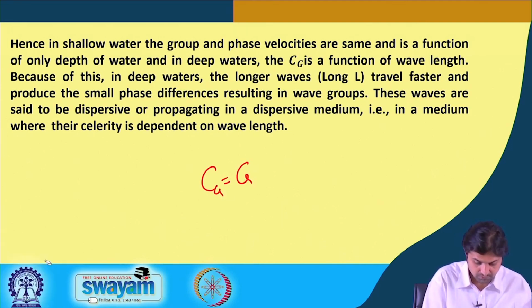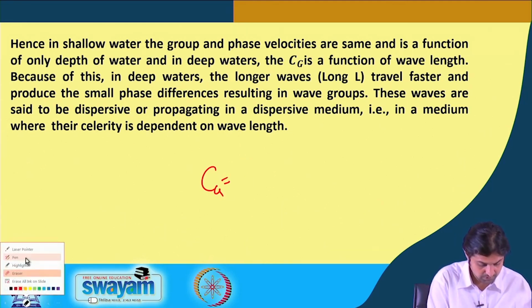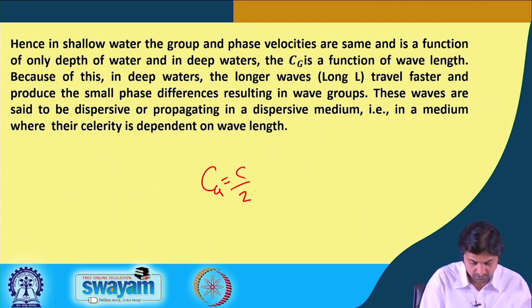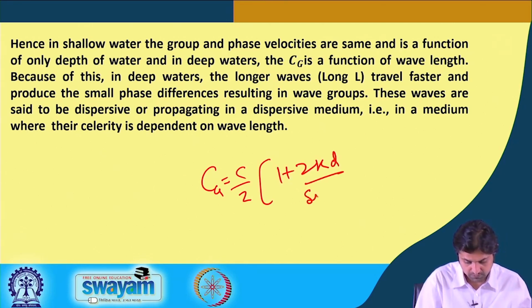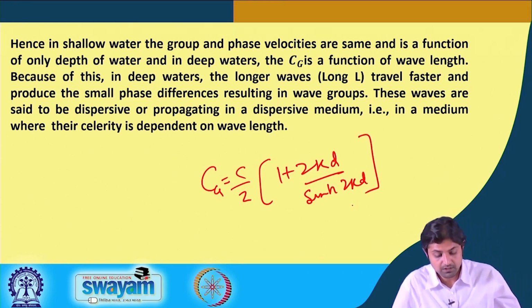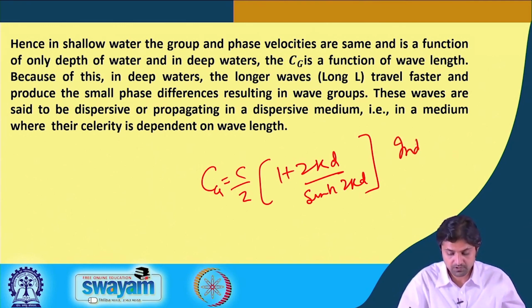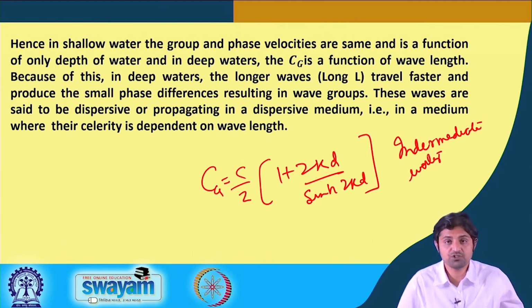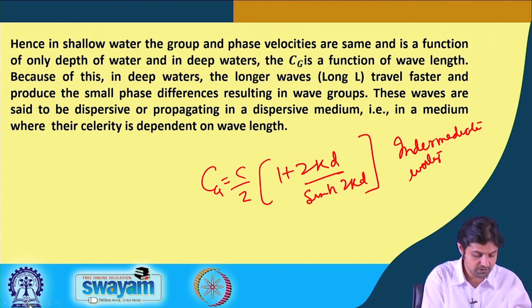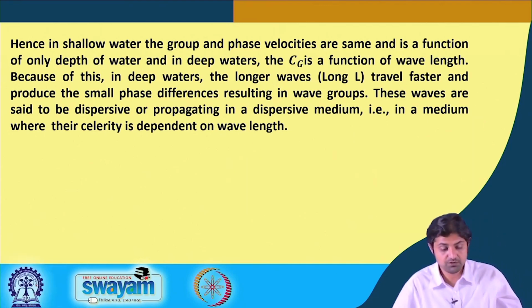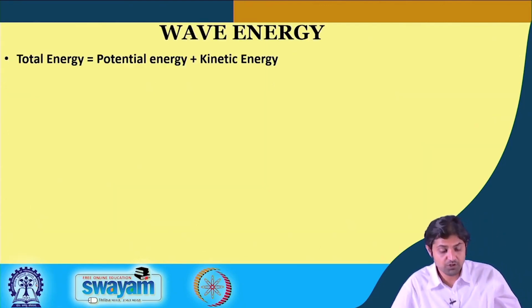Cg is equal to C by 2 into 1 plus 2kd divided by sinh 2kd. This is actually valid for all waters, but we mainly use it for intermediate waters, because for deep water and shallow water we have some approximations, while for intermediate waters we can use the same formula. Now, what is wave energy?